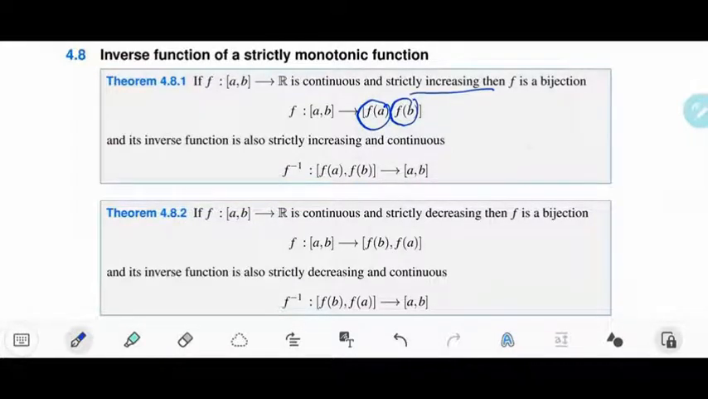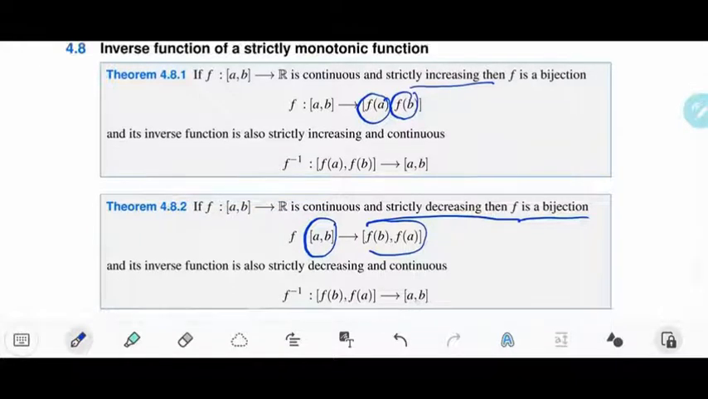This is also true when the function is strictly decreasing, because it will be also a bijection, but watch out here, the image of AB will be [f of B, f of A], because f of B will be the minimum or the infimum and f of A will be the supremum, and f minus 1 will be also existing from [f of B, f of A] into AB.